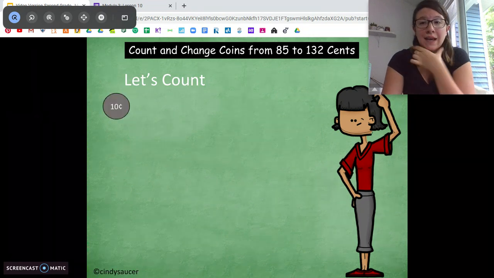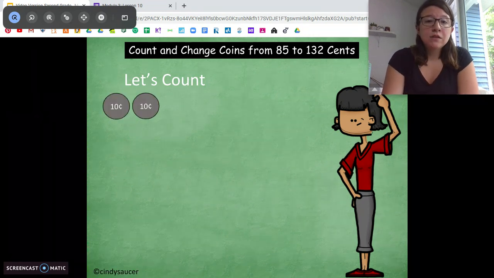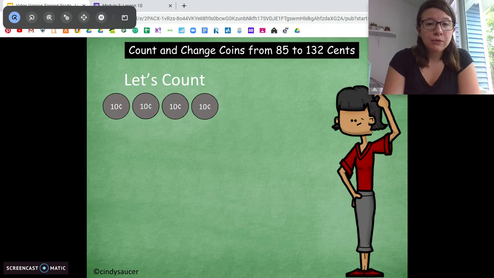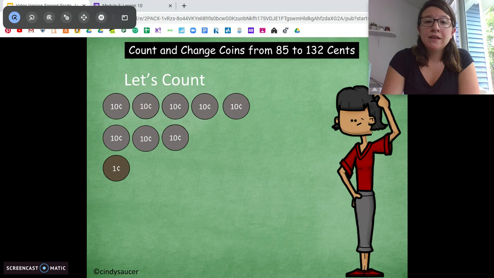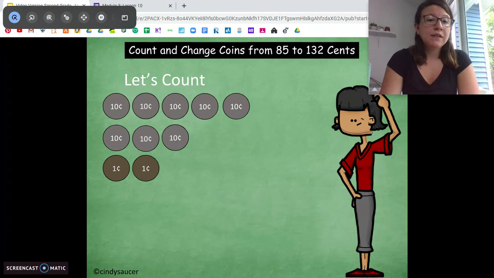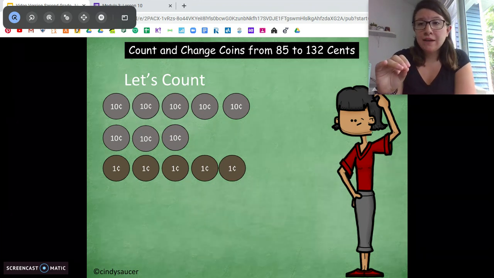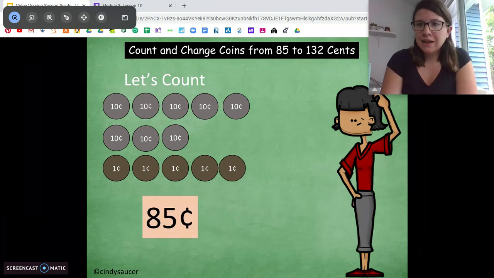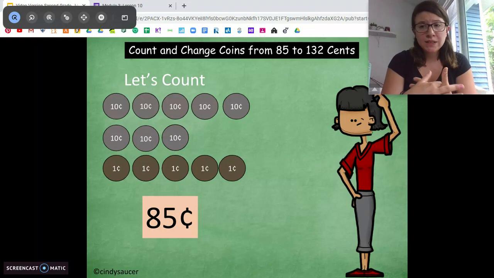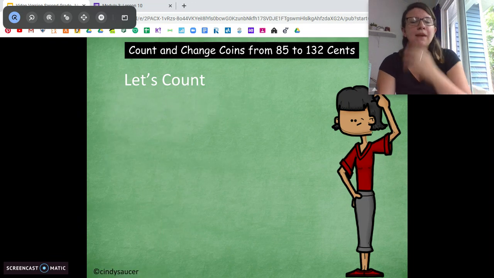We're going to start counting dimes. Count with me. 10, 20, 30, 40, 50, 60, 70, 80, 81. We're switching to pennies. 82, 83, 84, 85. How much cents do we have here? 85 cents. Awesome. Can we change our pennies into a dime? Do we have enough? No. Very good. All right, let's keep counting.